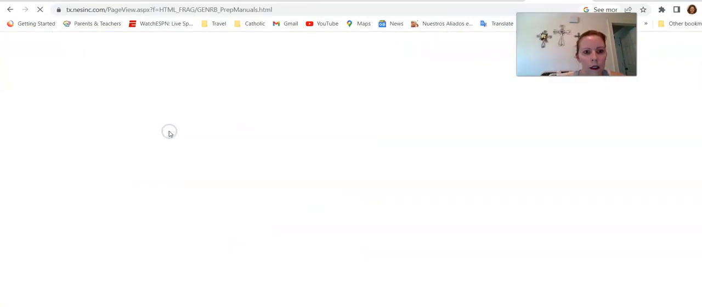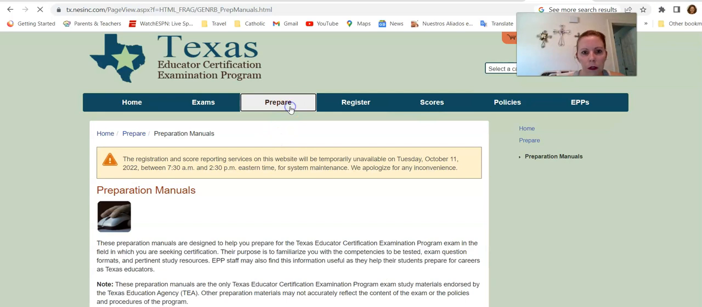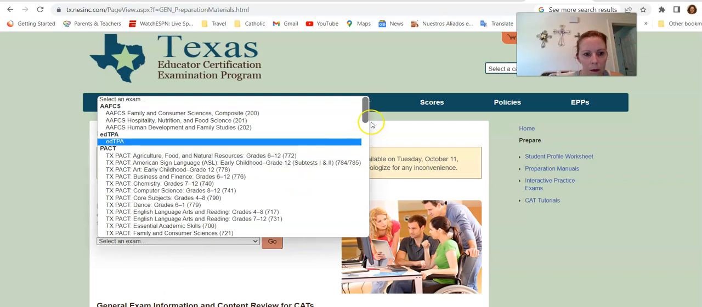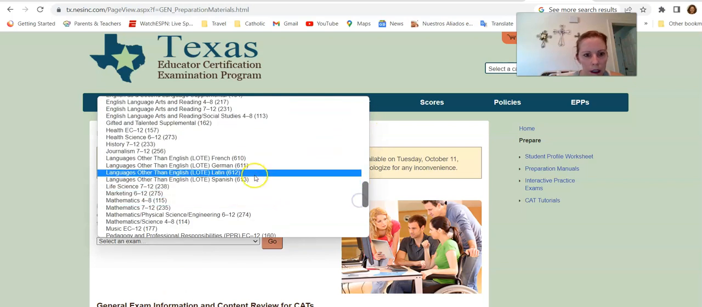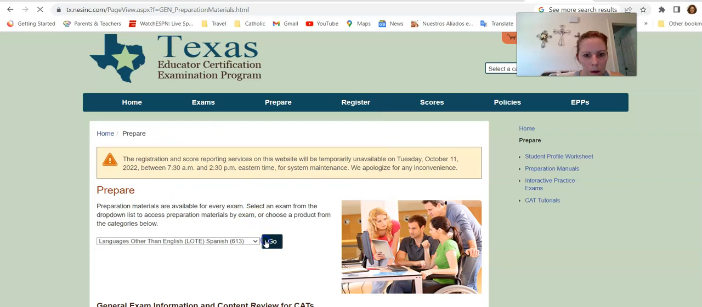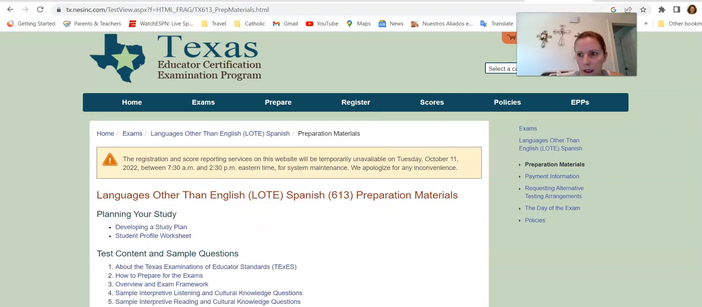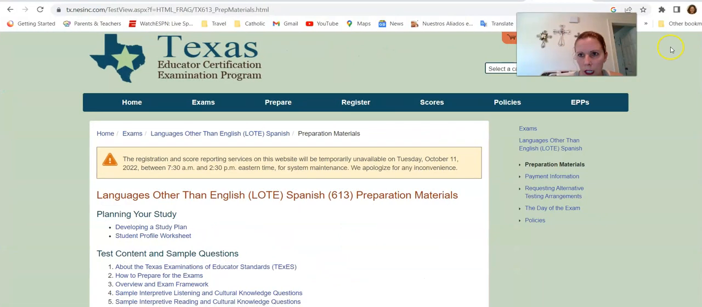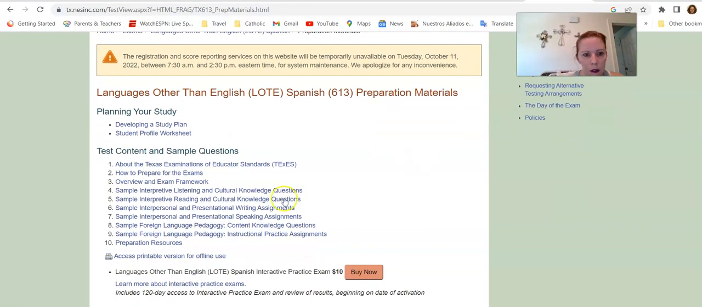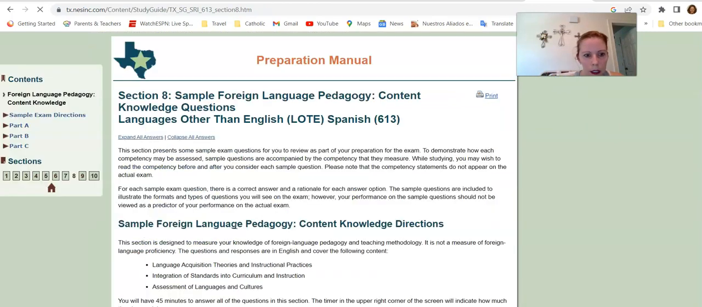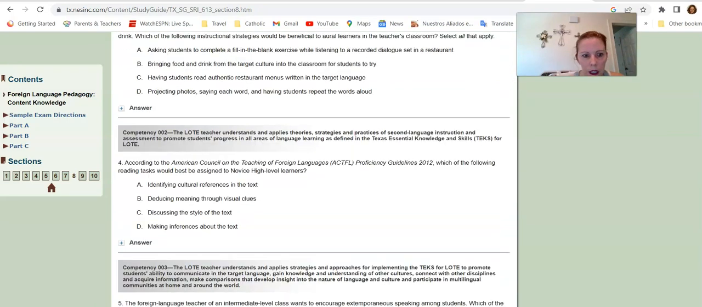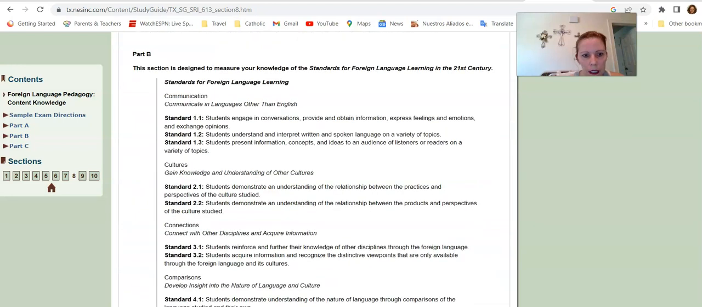One really good thing to do is pull up the Texas NESINC manual. Just go to Google and type in Texas NESINC, click on prepare, and then scroll down and go to LOTE Spanish 613. Then I'll show you where to find the 5 C's chart, because in my course I have the 5 C's chart, but it's changed a little bit because it's copyrighted. So I want to show you the exact one that you'll have on your test. You just click on number 8, and this has sample pedagogy questions that you can check out. And then the 5 C's chart is right here.